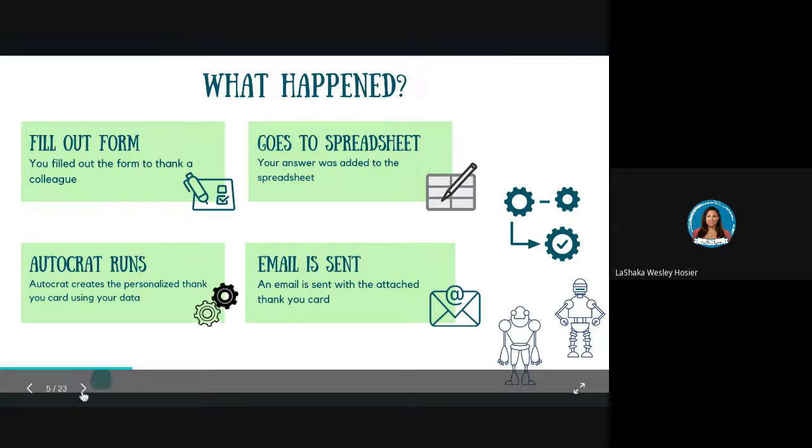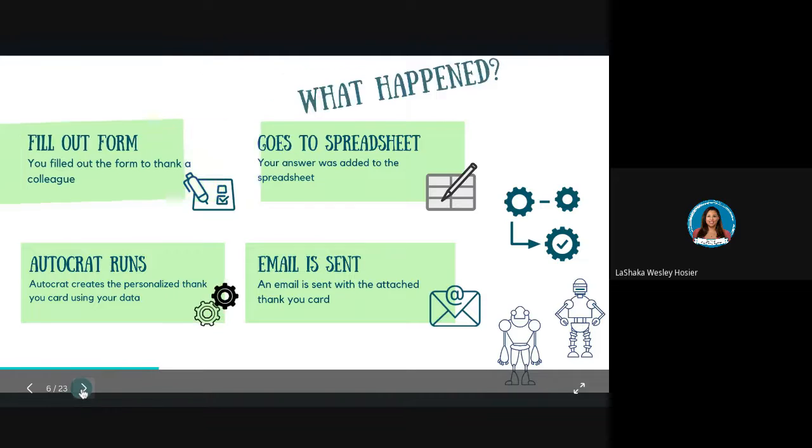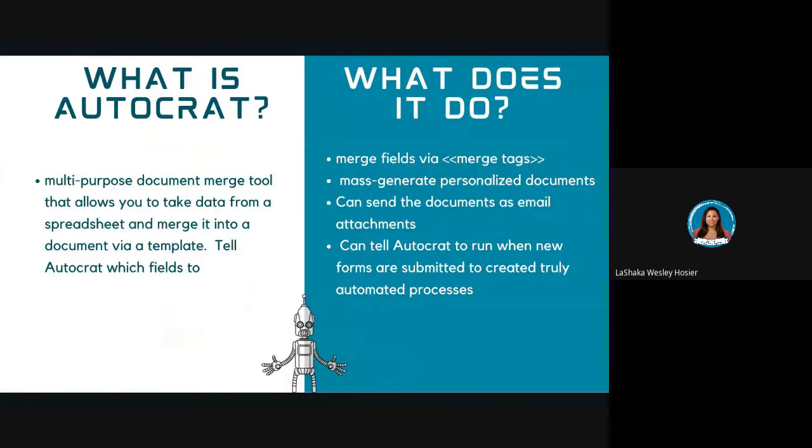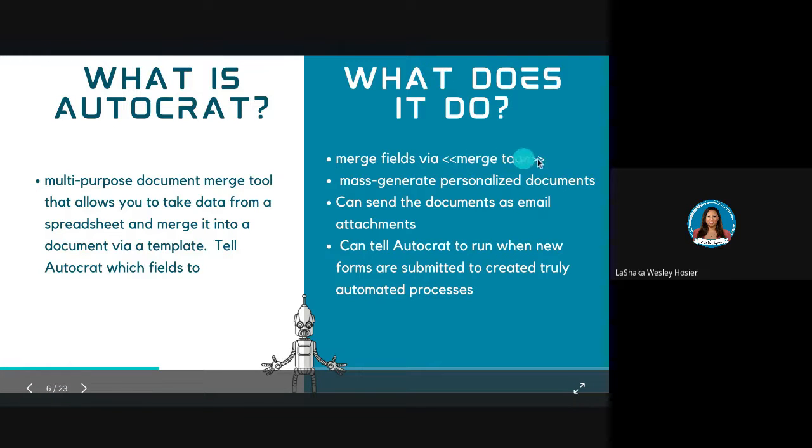So there's, again, the little process of what happened after you filled out the form. So what is Autocrat? Autocrat is basically a merge tool that is going to take data from your spreadsheet and merge it into a document. This can be a slide or a Google Doc. You can even share it as a PDF, editable, non-editable, just viewable, however you want to. You are only going to tell Autocrat which fields they need to fill in, and then it is going to merge fields via these merge tags.